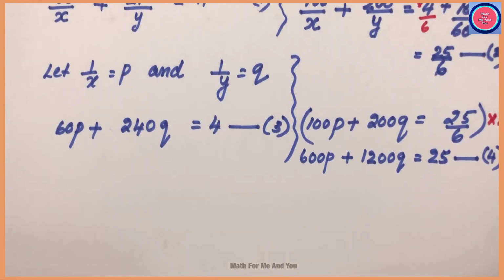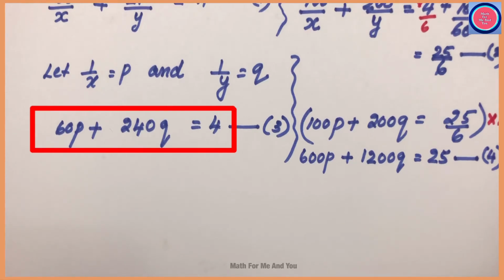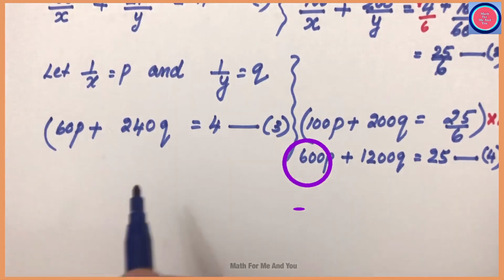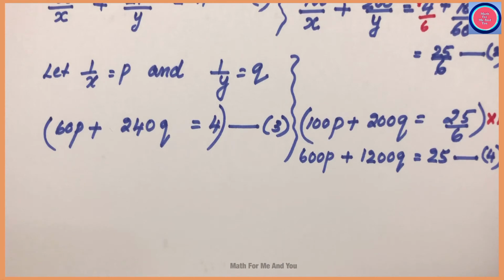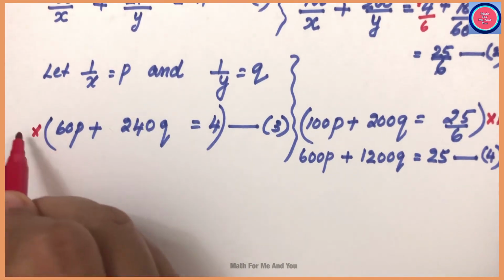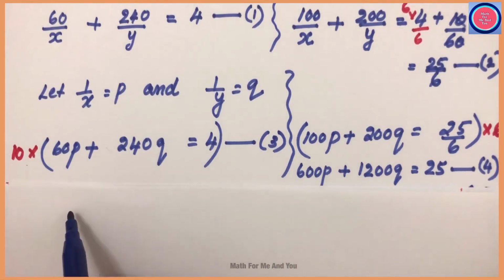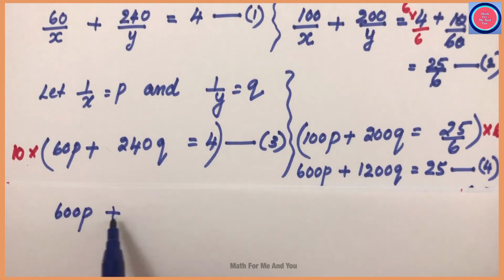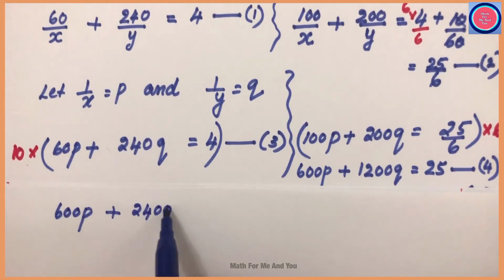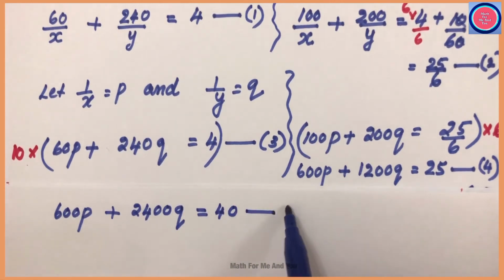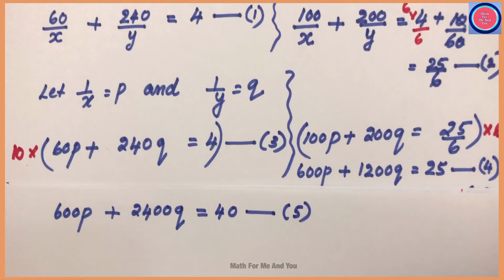If we multiply the first equation, that is equation number 3, with 10, we get the coefficient of p as 600. That is the same coefficient as in equation number 4. So we are going to do that. Equation number 3, we multiply throughout with 10. Just this multiplication will be enough because we get the same coefficient. So we get here 600p plus 240 times 10 is 2400q is equal to 4 times 10, 40. And this equation we could mark as equation number 5.